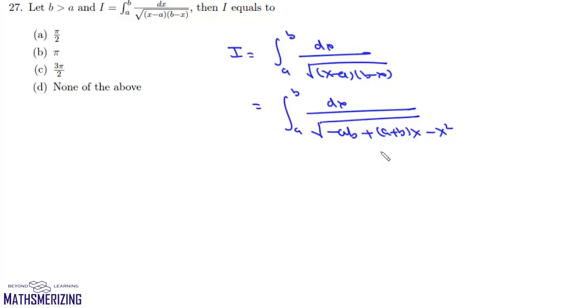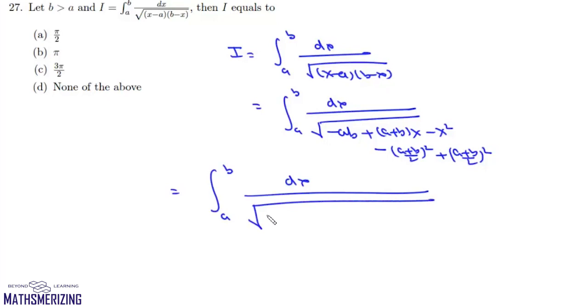Now we'll complete this perfect square. We'll add (a plus b by 2) whole square, and we'll subtract (a plus b by 2) whole square. So we can write this as the integral from a to b dx, and here will be under root of ((a plus b) by 2) whole square minus ab, and here will be minus (x minus (a plus b) by 2) whole square.